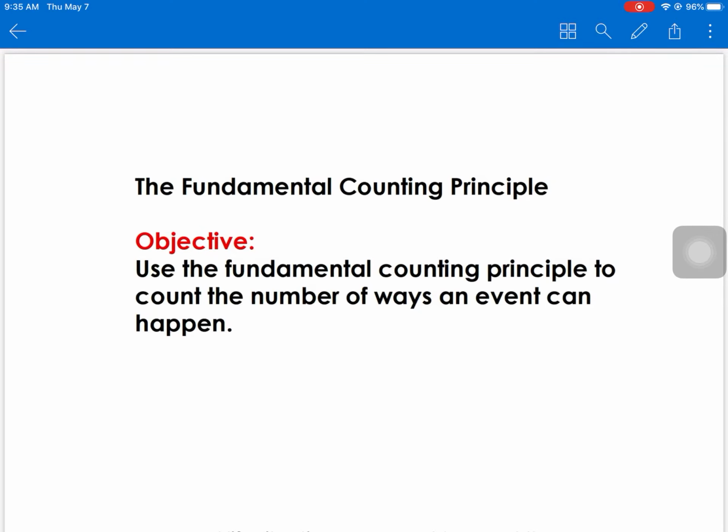In this lesson, we're going to be working on the fundamental counting principle. And the fundamental counting principle is a way that we can figure out how many ways an event will happen.